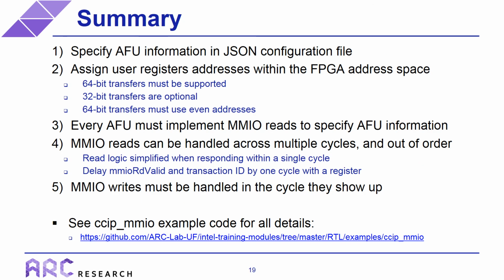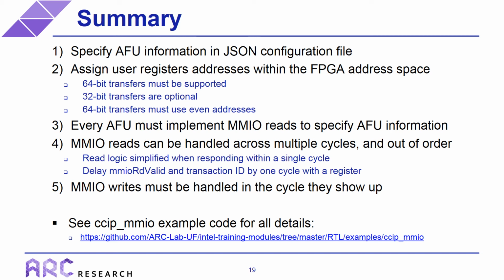All right, so just to quickly summarize all of the steps we had to follow to create an AFU using register transfer level code that implements memory mapped I/O. First, we had to specify all of the relevant information about the AFU in the JSON configuration file. At the very least, this was the identifier for the AFU. We then had to assign addresses to every user register or whatever resource we wanted to implement as part of the memory map within the FPGA address space.